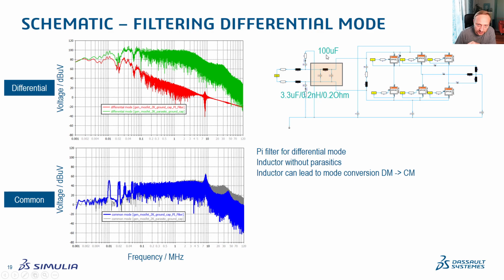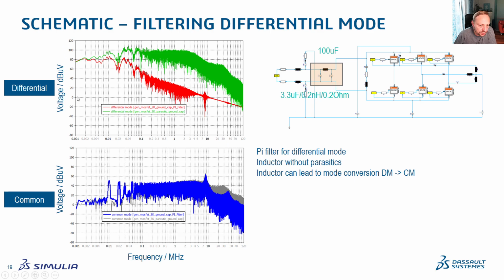It's a very high inductor value, 100 microhenry. Probably you wouldn't use it in a real filter, but I chose it because it clearly shows what's happening. Both capacitors are 3.3 microfarad, and they also have some parasitic values, so I'm now adding parasitics to the filter as well. With such a filter, of course, we see this pi filter can only have an effect on the differential mode. It's placed between the P and N wires, so it can only work on the differential mode. It will not have any influence on the common mode.